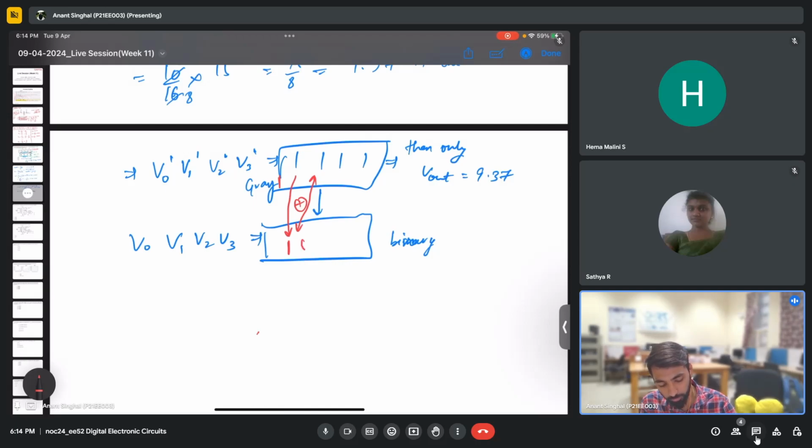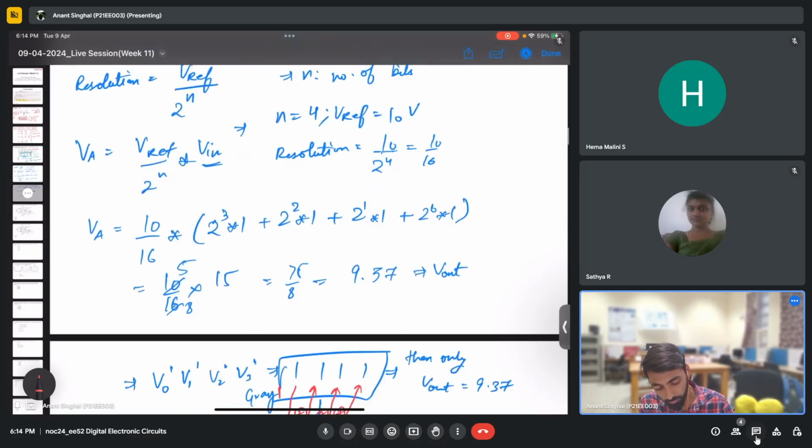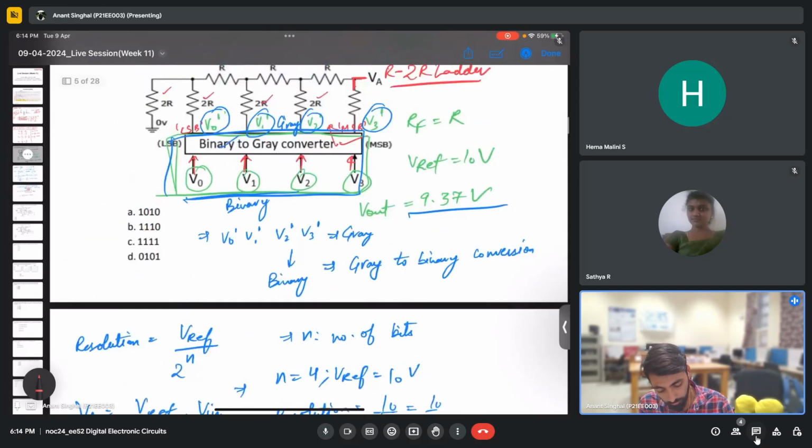So 1 XOR 1 will be 0. Then this will get XORed with this, which is 0 XOR 1 will be 1. And then this one will be getting XORed with this, which will be 0. So the final answer of V0, V1, V2, V3 will be 1 0 1 0, which is option A.